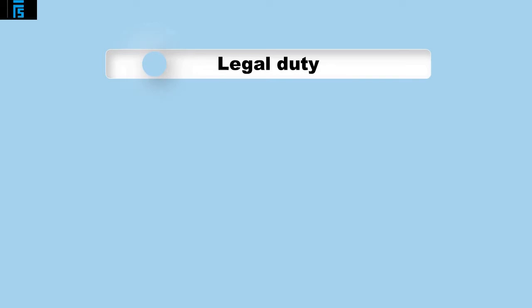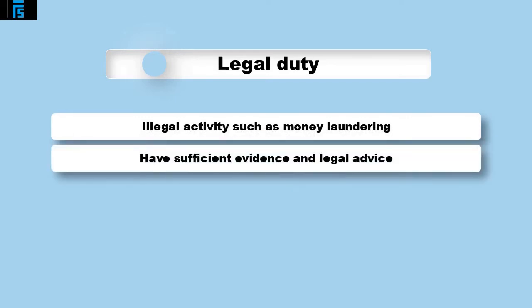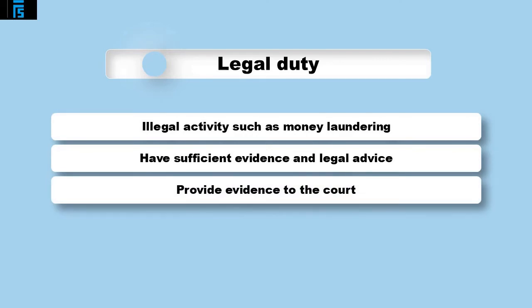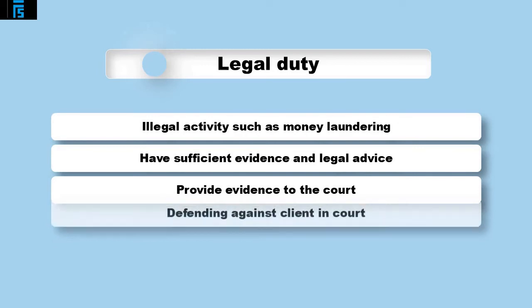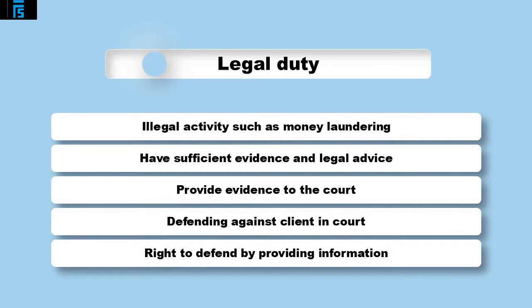This could be if there is a concern that they may be involved in any illegal activity such as money laundering. Before any disclosure is made, the auditors must ensure they have sufficient evidence to prove this and should seek legal advice first. The auditors may also be summoned to court to give evidence regarding the client. In this situation, the court takes precedent and they must attend and give the evidence required. The auditor may also find themselves in court defending themselves against a client, for example. In this case, the auditor has the right to provide information about the client to defend themselves rather than be silent.